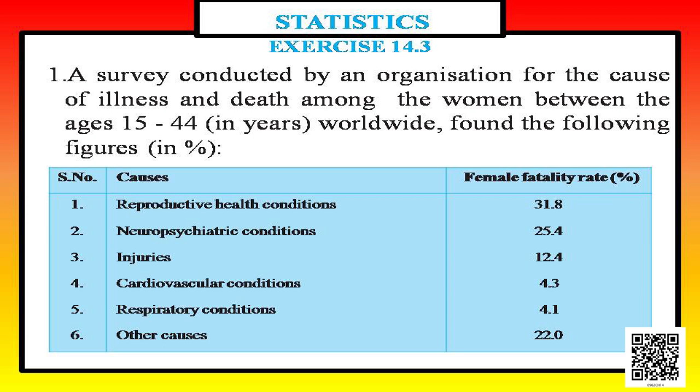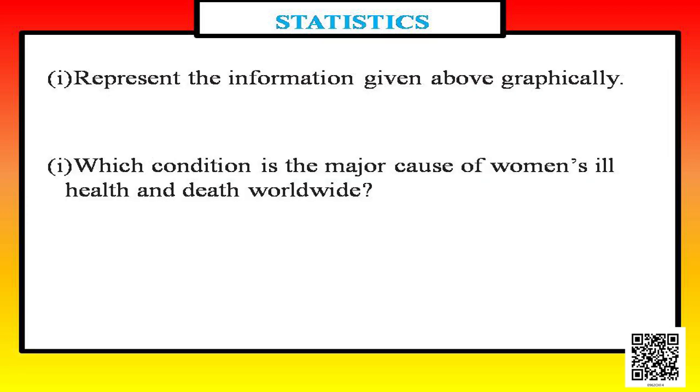Let us go for exercise 14.3, question number 1. It says, a survey conducted by an organization for the cause of illness and death among women between the ages 15 to 44 years worldwide. There are some causes written, and along with them their numbers, that is the frequencies, which are the female fatality rate. The question they have asked is, represent the information given above graphically, and which condition is the major cause of women's ill health and death worldwide. Now let me draw the figure for this and we will discuss the solution.